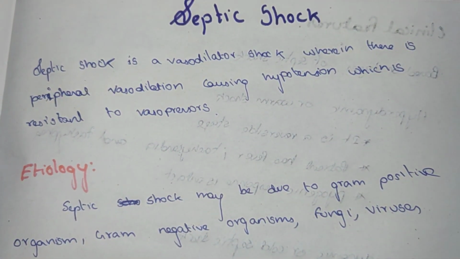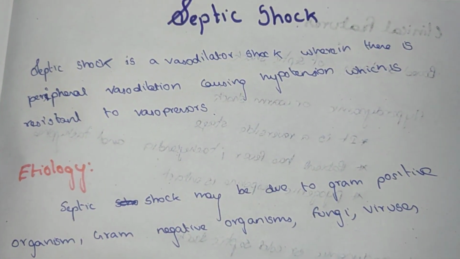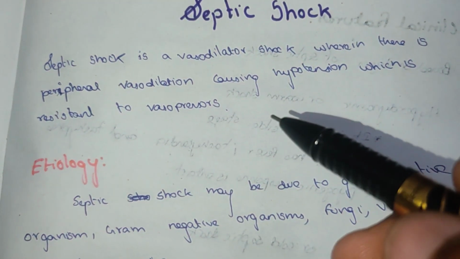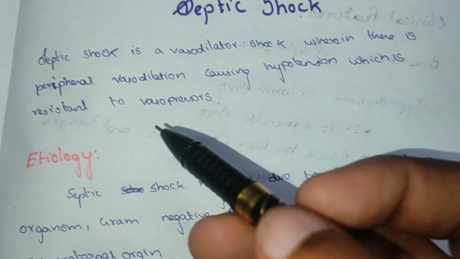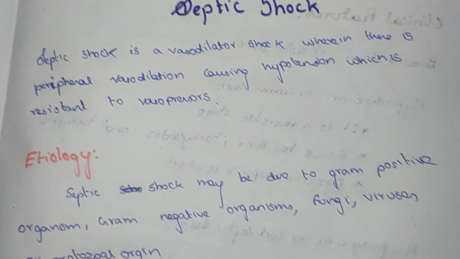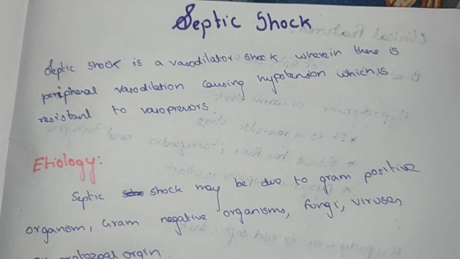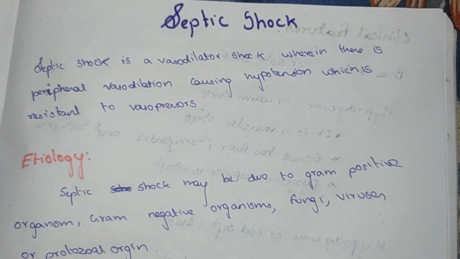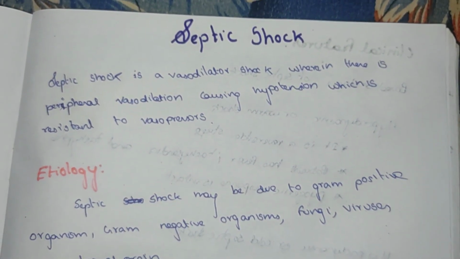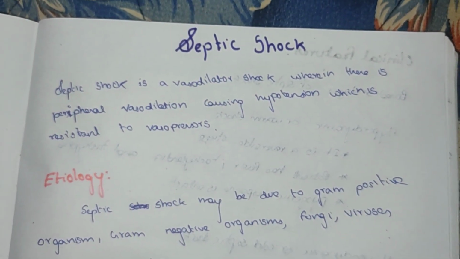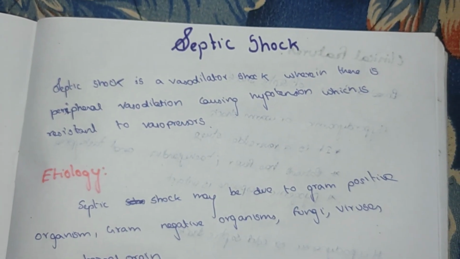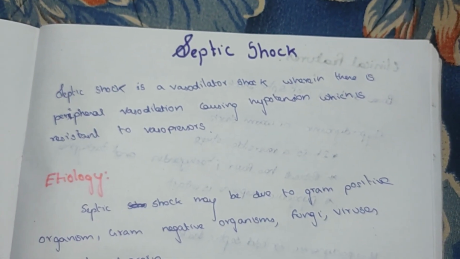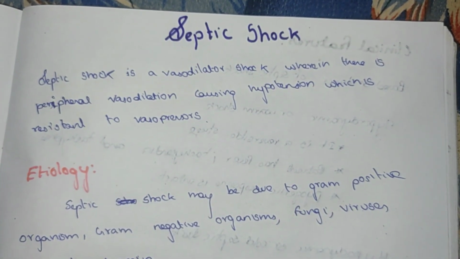In this video, we are going to see about septic shock. Septic shock is a vasodilator shock wherein there is peripheral vasodilation causing hypotension which resists the vasopressors. There is vasodilation of the blood vessels in the peripheral areas like the legs and hands. Vasodilation means the blood vessels get enlarged. Due to that, hypotension is seen, along with resistance to the vasopressors.